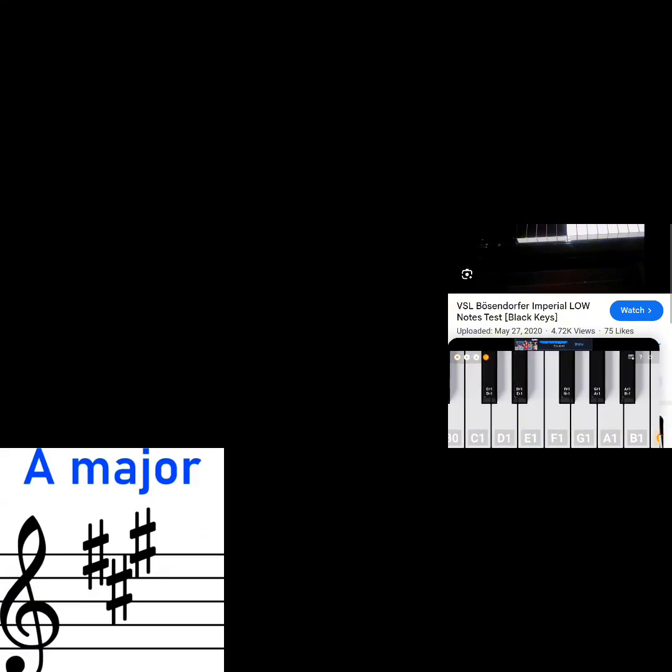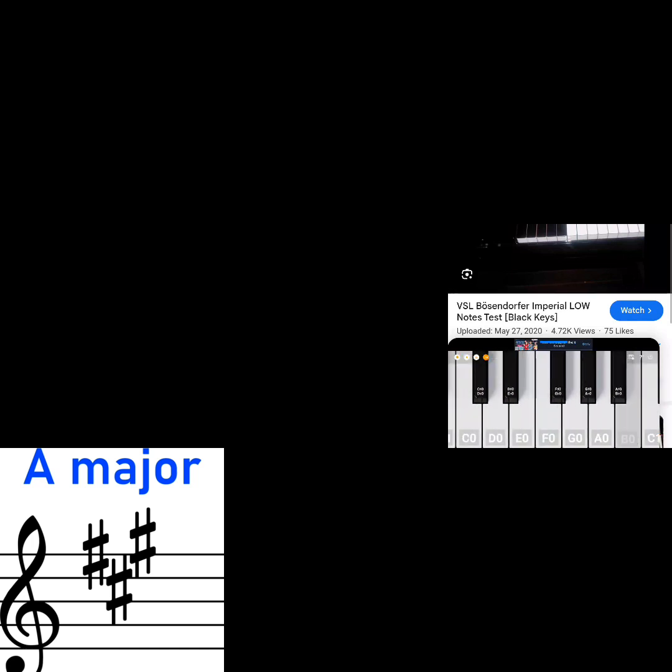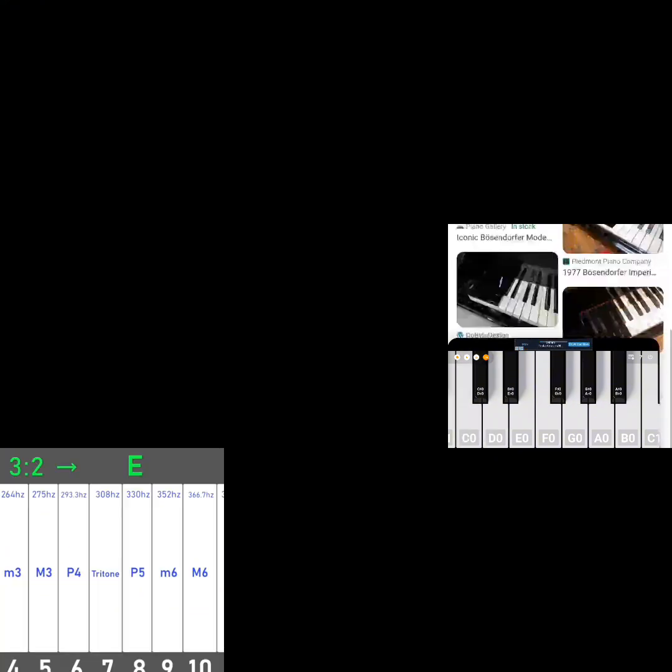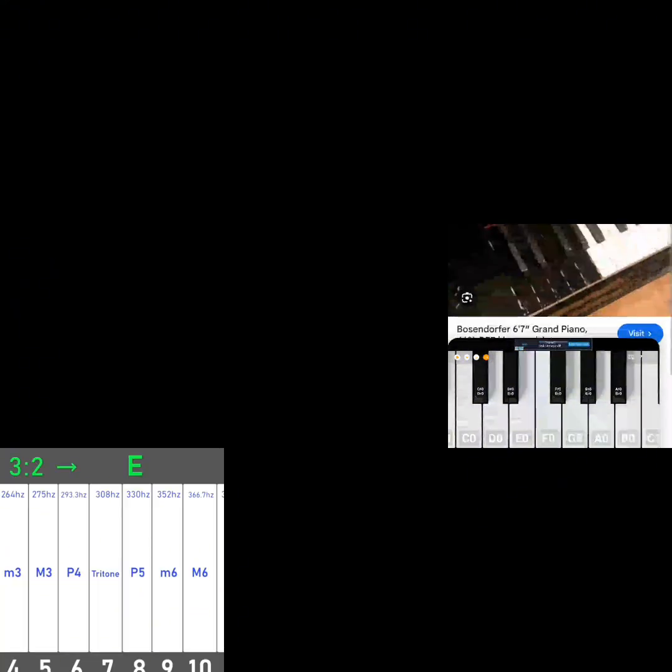And this does mean if we play some music in the key of A major, it's going to sound really pure and perfect. However, if I try playing in a different key, E flat major for example, things are not going to sound quite as harmonious. The problem here is even though this perfect fifth between the A and E was a perfect 3-to-2 relationship, the perfect fifth between the E flat and the B flat is not.